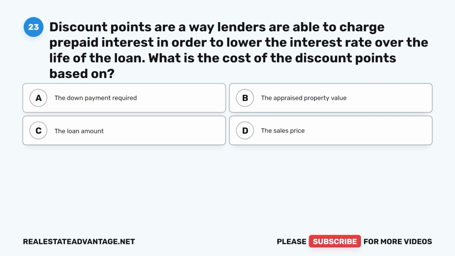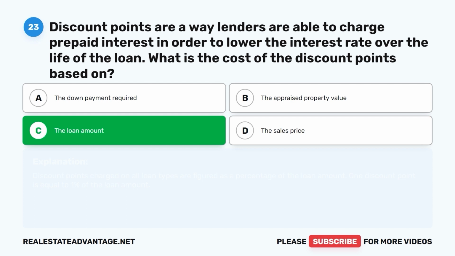Question 23. Discount points are a way lenders are able to charge prepaid interest in order to lower the interest rate over the life of the loan. What is the cost of the discount points based on? A. The down payment required. B. The appraised property value. C. The loan amount. D. The sales price. The correct answer is C.